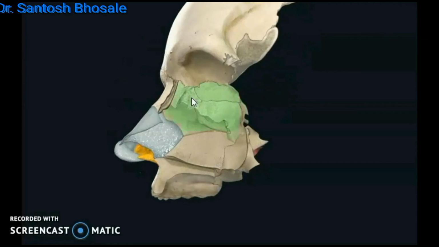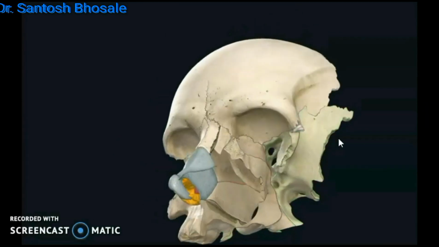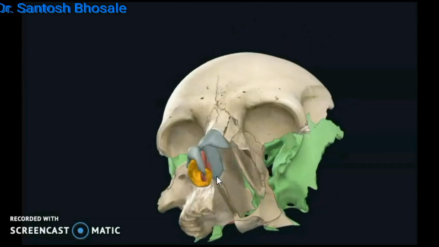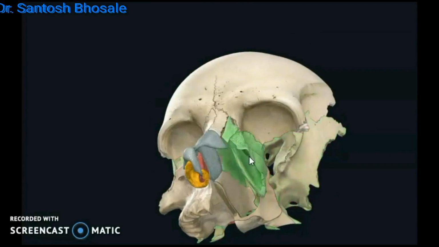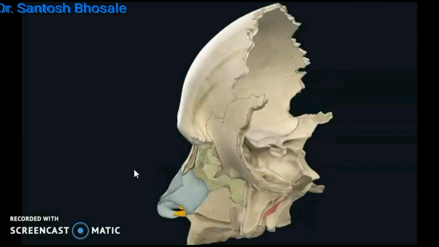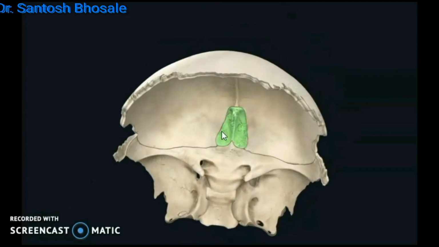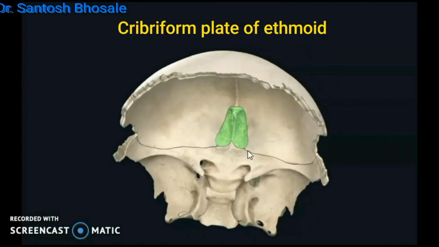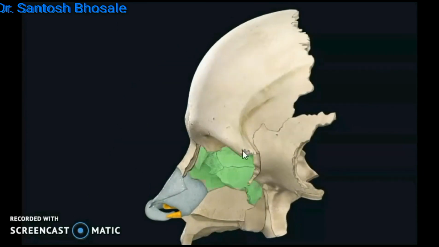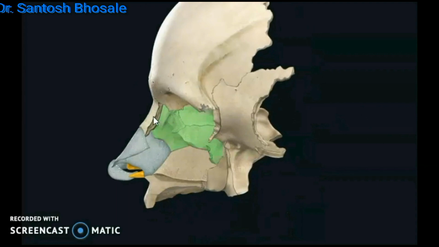As I told you, the roof is very narrow. It is formed by the cribriform plate of ethmoid in the middle, nasal bone, frontal bone and lateral cartilage anteriorly, whereas sphenoid bone posteriorly. You can see here the sphenoid bone is there. Ethmoid bone is an irregular complex bone. It is one of the complex bones of the skull, and here you can see the cribriform plate of ethmoid. It has sieves through which olfactory nerves enter the frontal lobe of the brain.